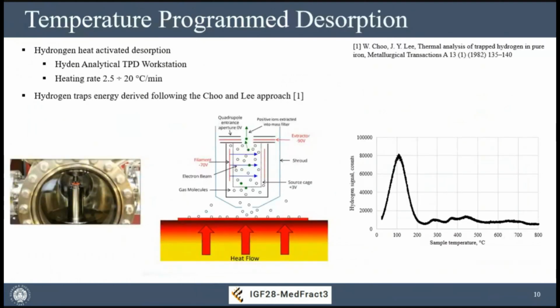Apart from that, we carried out also an estimation of the energy of the traps by the thermal desorption method, with the mass spectrometer, the TPD workstation that we had. With this material, we saw only one peak in terms of hydrogen signal with respect to the sample temperature. It means that it seems from this preliminary investigation that we have only one kind of trap. It seems to be a reversible trap. It's something that we still have to investigate better, to understand exactly the contribution of the retained austenite in this behavior and this estimation of the trap energy.